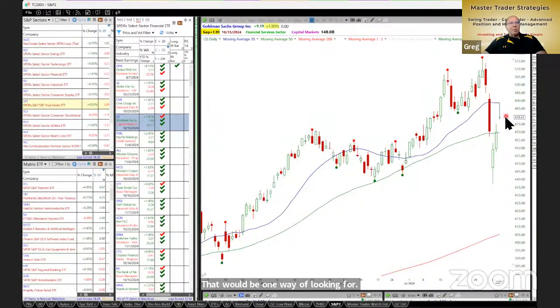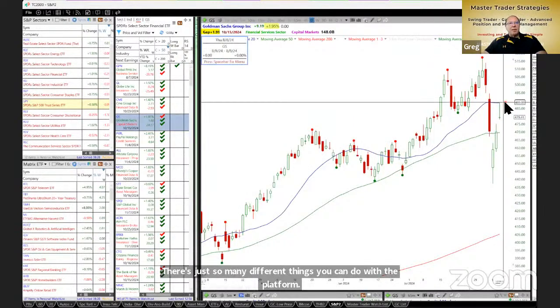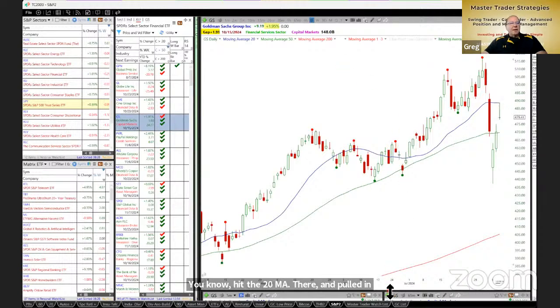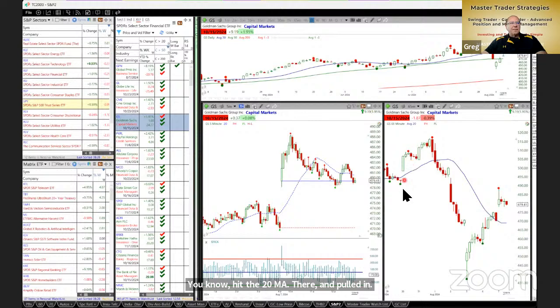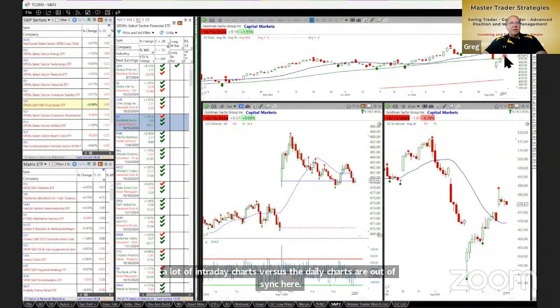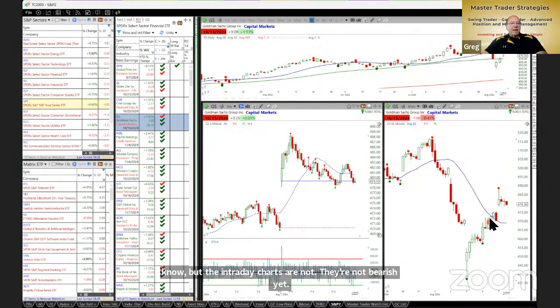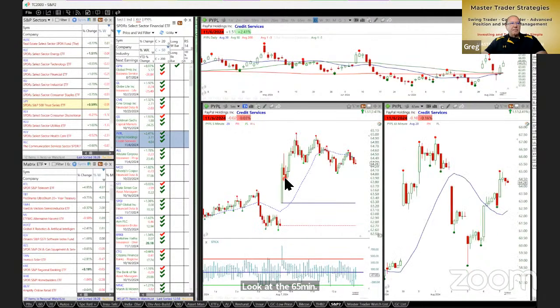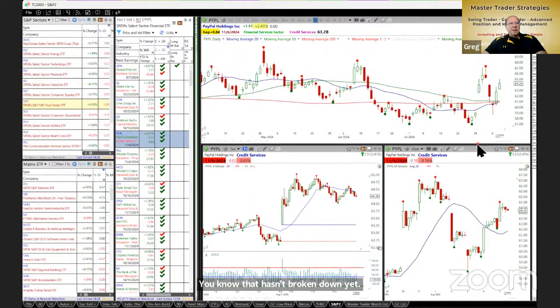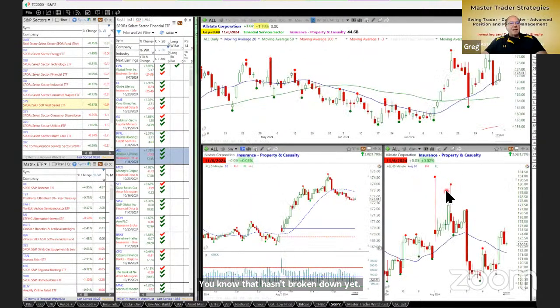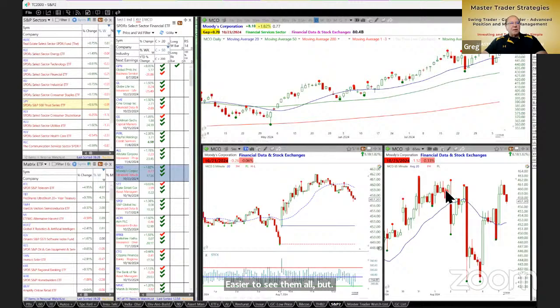There's forming a sell setup, Goldman Sachs, hit the 20 MA there and pulled in. And so we can look at intraday charts. A lot of intraday charts versus the daily charts are out of sync here, because the daily charts are into areas of resistance where they should form sell setups and then maybe W bottoms, but the intraday charts are not bearish yet. Look at the 65-minute, that hasn't broken down yet. Easier to see them all, but as I said, it applies to all time frames.